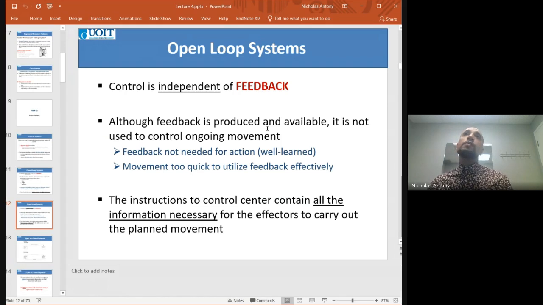Now, what happens when we do things that are very, very fast, when there's no opportunity for feedback? That would be described as an open loop system, where control is independent of feedback.